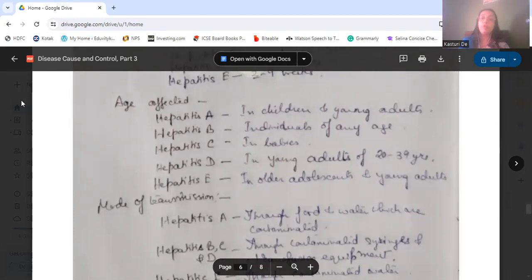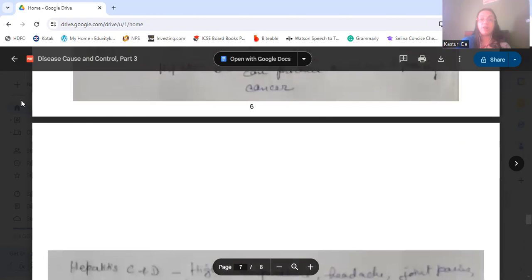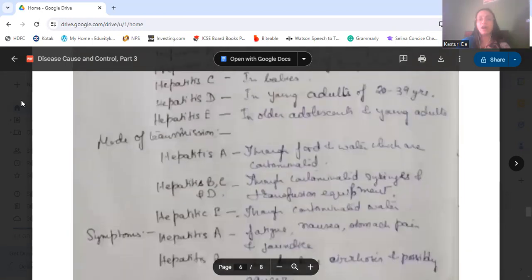Now, mode of transmission, mainly I told you, hepatitis A and E are transmitted through contaminated food and water. E is mainly through water. And hepatitis B, C, and D are transmitted by contaminated syringes and transfusion equipment.